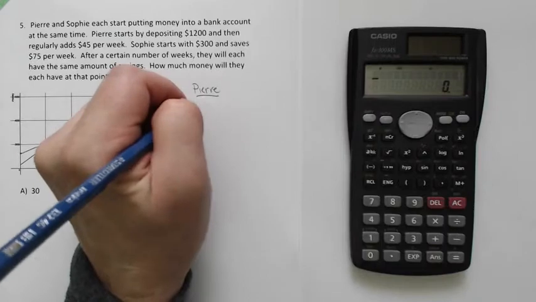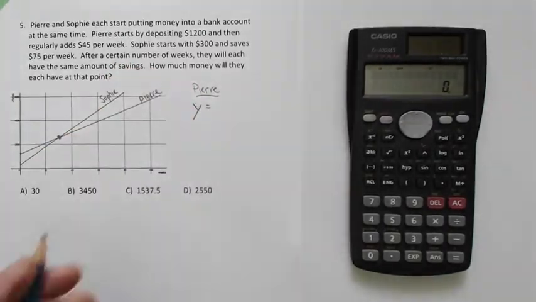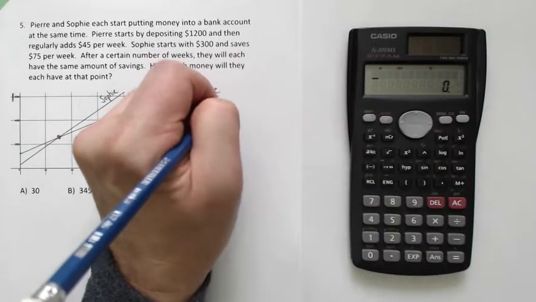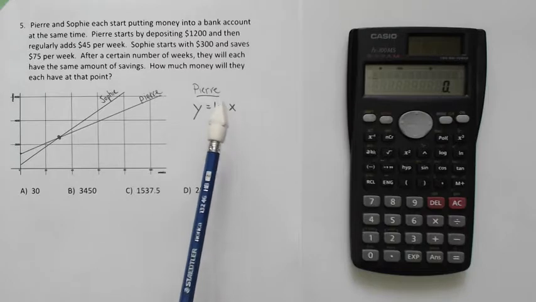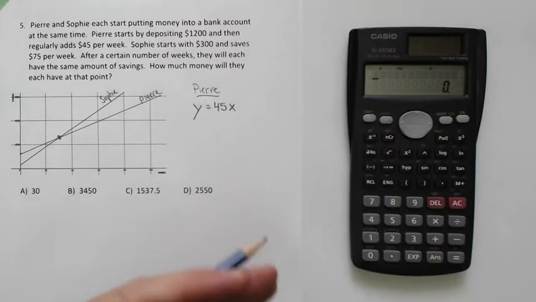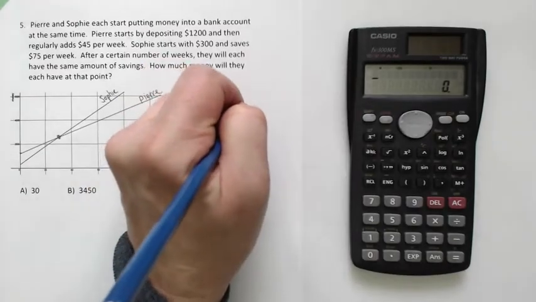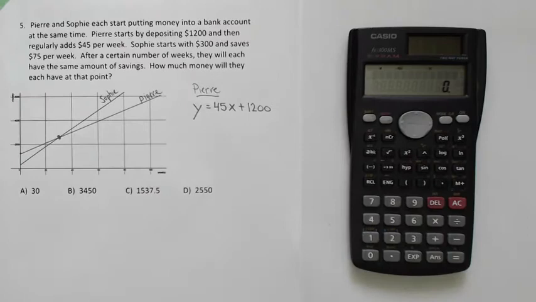Pierre's amount of money, Y, will be equal to $45 for every week that goes by. So every week, as X goes from 1 to 2 to 3 to 4 to 5, we multiply that by 45 to get his savings. And then we always have to remember that he started out with $1,200, so we have to add.